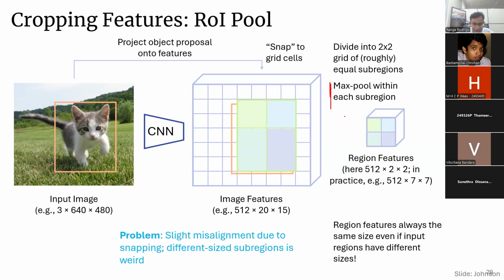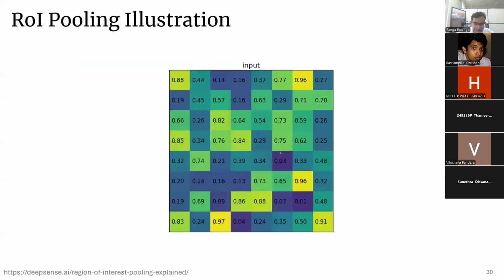Okay. Problem: there is slight misalignment due to snapping, and the different sizes of subregions is weird. Because of the snapping problem, you can see the subregions are different sizes. This subregion, if you take, it's a 2 by 2 subregion. This other subregion, it's a 3 by 2 subregion. So different sizes. This happens because of the snapping.